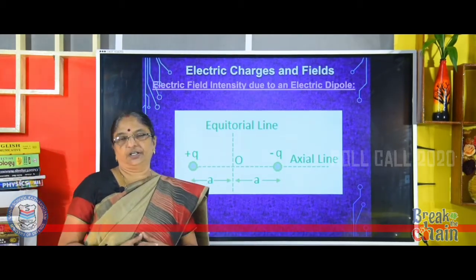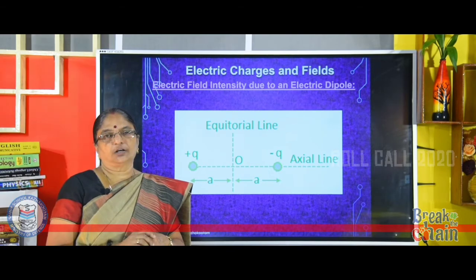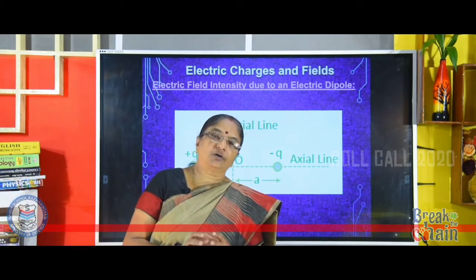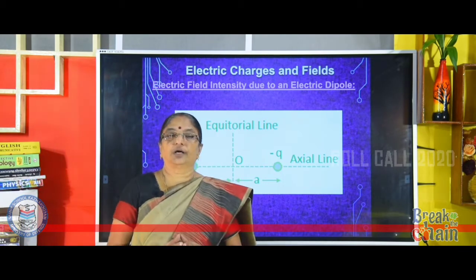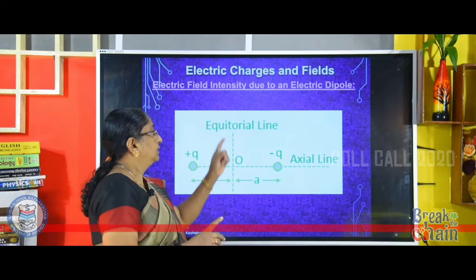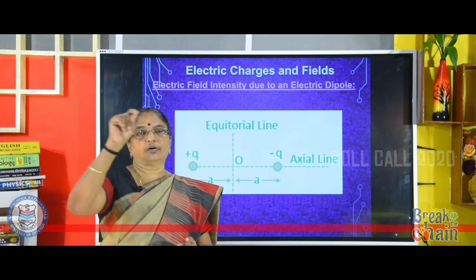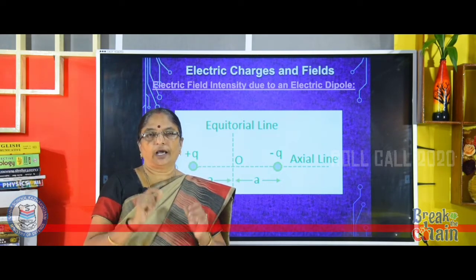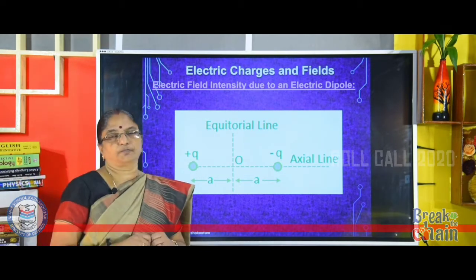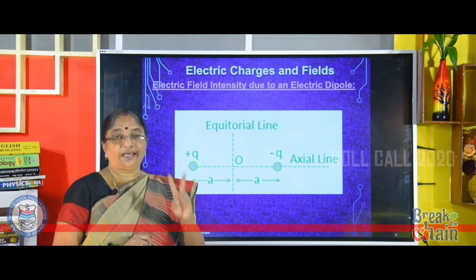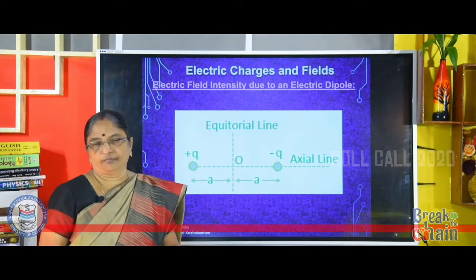Electric field intensity due to a dipole. For a single charge, we already saw the equation, vector E is equal to kq by r square. But let us find how to find the electric field intensity due to a dipole. For that, there are two major cases. The point P can be anywhere surrounding the dipole, but for calculation purposes we find the electric field intensity at points on two lines. They are named the axial line and the equatorial line.